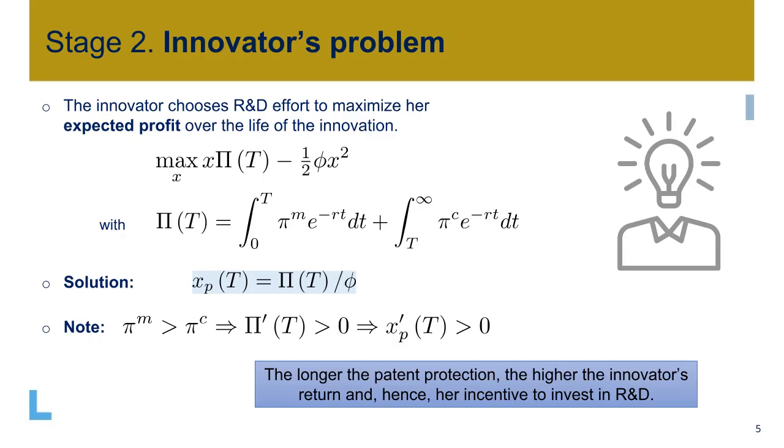Because monopoly profit per period exceeds competitive profit, a longer patent increases the present discounted value of expected profit and therefore raises the chosen R&D effort x. In other words, longer protection strengthens innovation incentives.